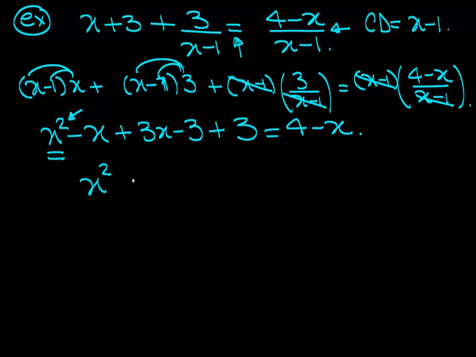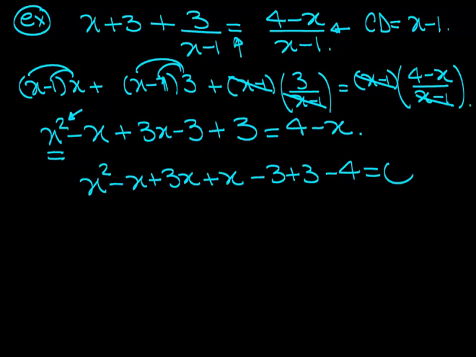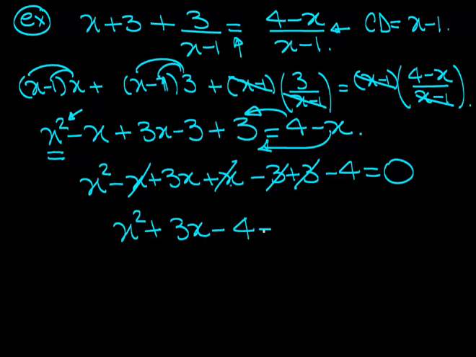So we get x squared minus x plus 3x plus x minus 3 plus 3 minus 4 is equal to 0. I'm just moving these two terms to the left. This will cancel, so will this, because one is negative, one's positive. So you get x squared plus 3x minus 4 is equal to 0.